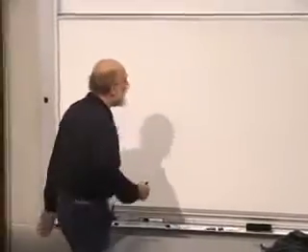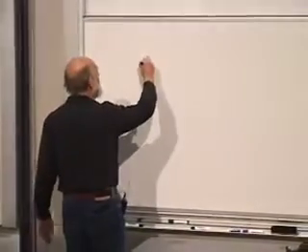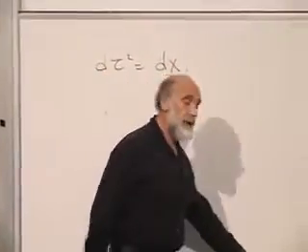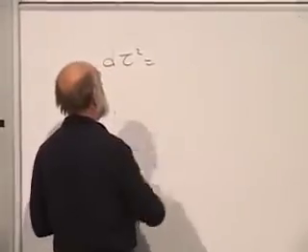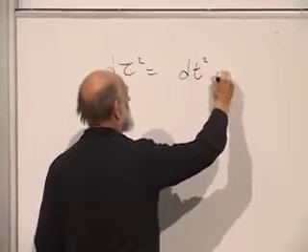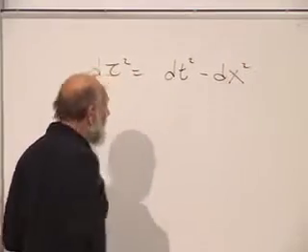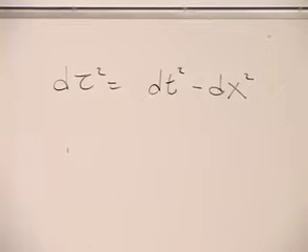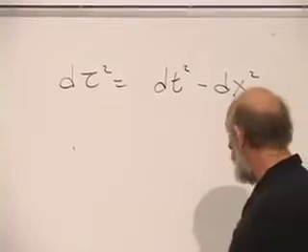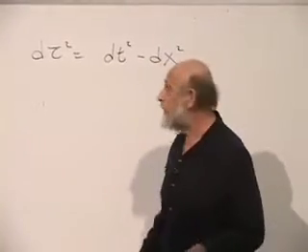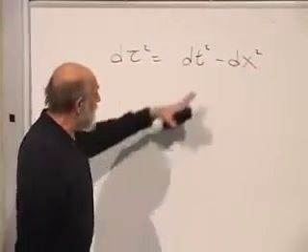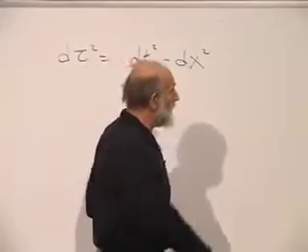The last time I told you that proper time is defined by tau squared equals dt squared minus dx squared. And the question was, where does the minus sign come from? Well, the whole point of the Lorentz transformations is that they conserve or preserve quantities like dt squared minus dx squared. They don't preserve quantities like dt squared plus dx squared.